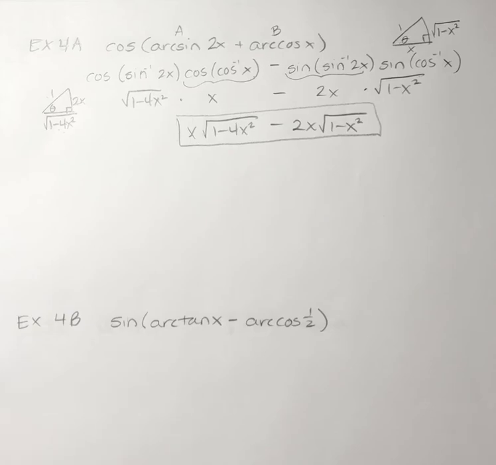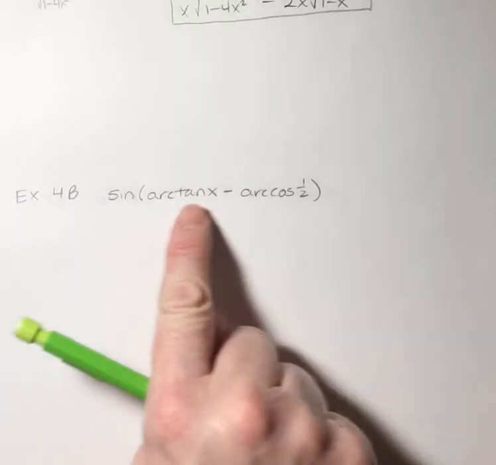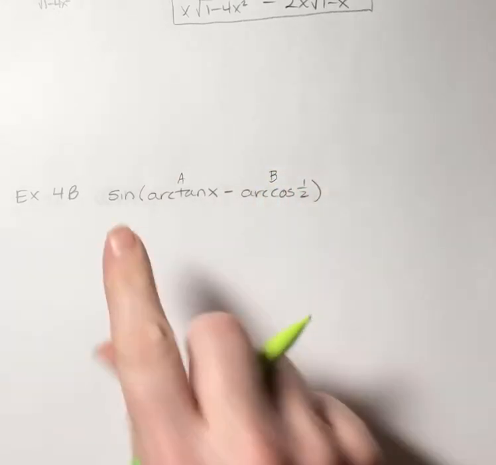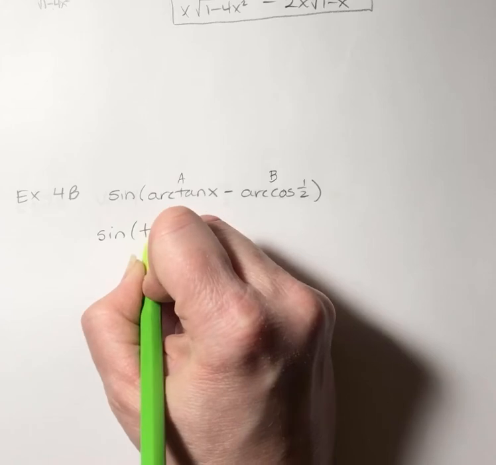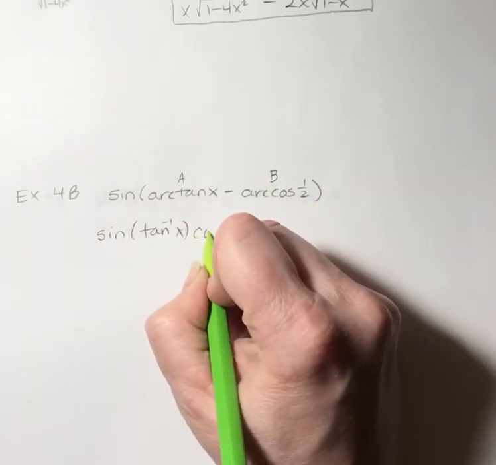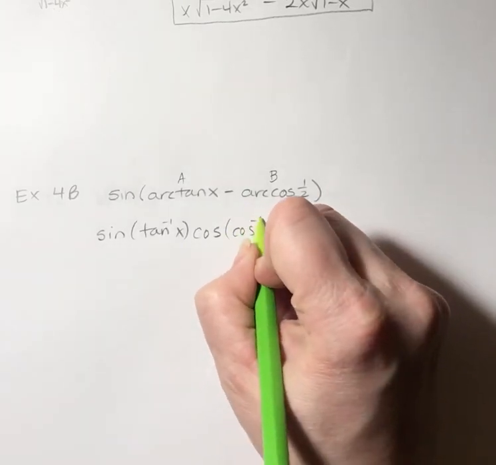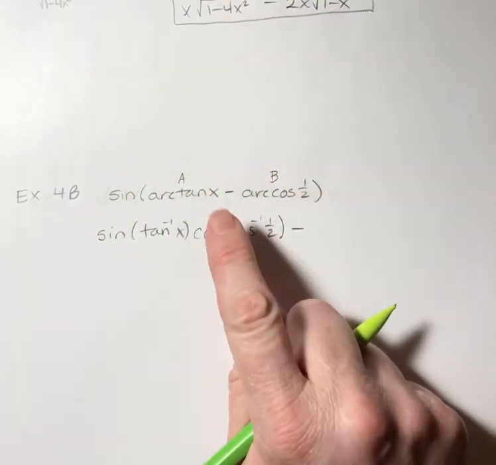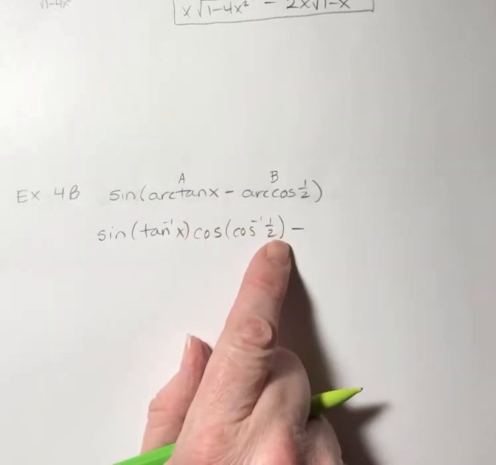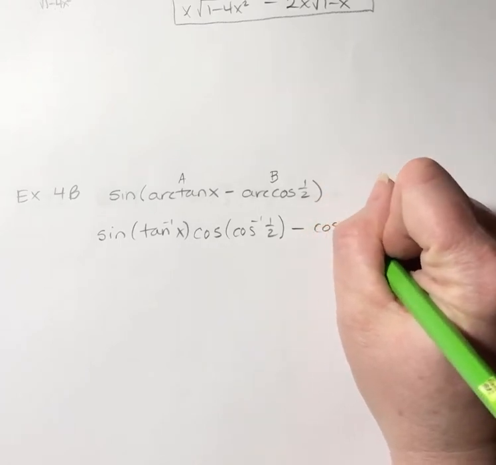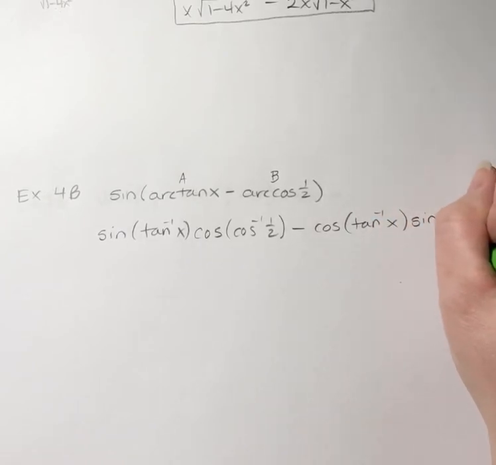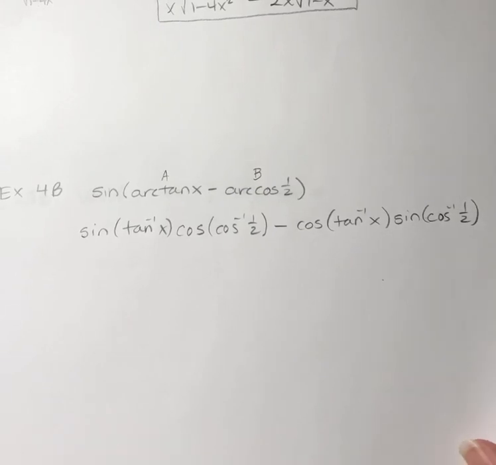Okay? So example 4b, we have the sine of a difference. So sine, cosine, cosine, sine. Again, this is my A and this is my B. So I have the sine of the inverse tangent of x and the cosine of the inverse cosine of 1/2 minus, same signs. Okay, this was a plus, this is a minus. On the last one, on this one, this is a minus, so this is going to also be a minus. Cosine of the inverse tangent of x, and then sine of the inverse cosine of 1/2. Squeeze it all in here.